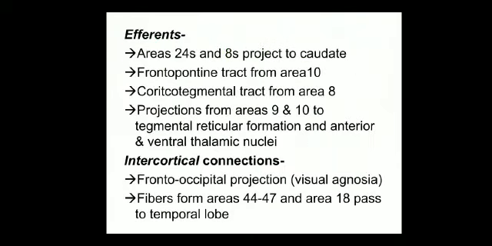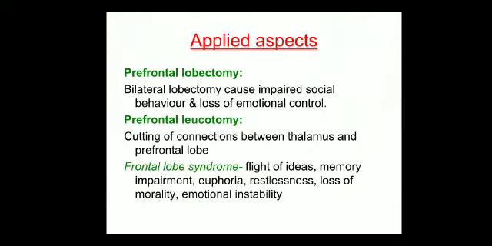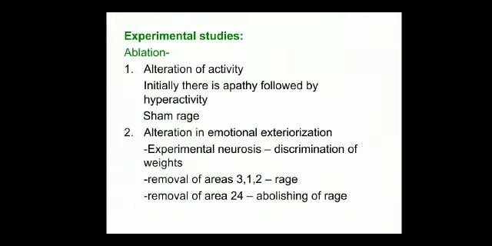And then the other one is fibers from areas 44 to 47, and this area and occipital area 18 pass into the temporal lobe. This passes to the temporal lobe, which in turn receives numerous association fibers from most parts of the cerebral cortex. So now we'll see the functions of the prefrontal lobe.